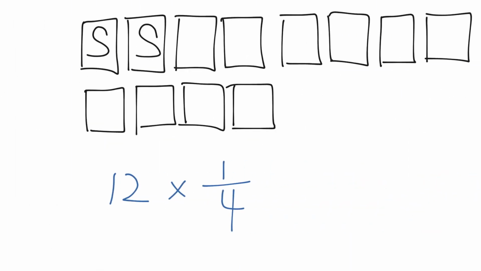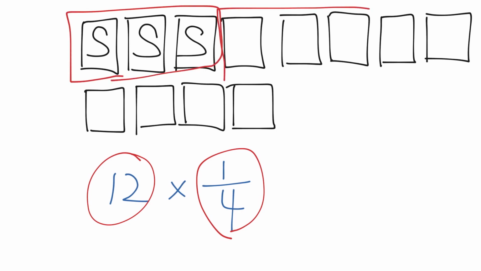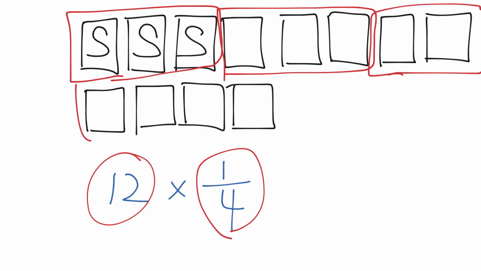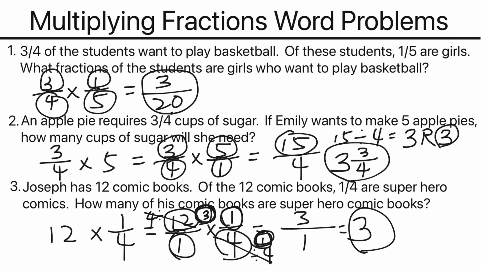And if we look at this, if we mark 3 of them as superhero comic books, we can see that they are 1/4 of the 12 comic books. So that's 1, 2, 3, and 4. And that confirms it, as we have 4 equal groups of comic books, and 1 of the groups are superhero comic books.